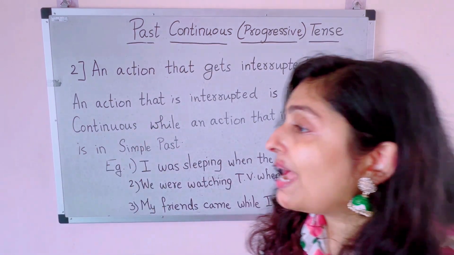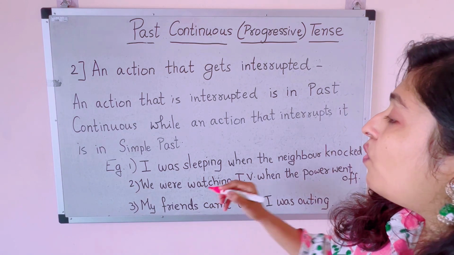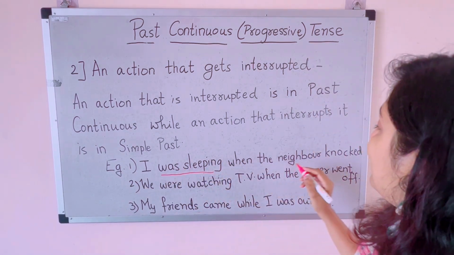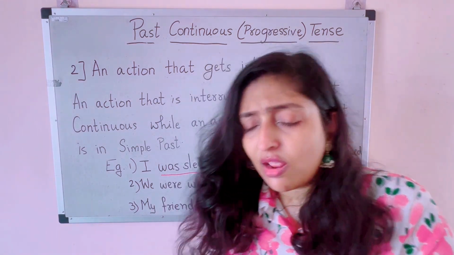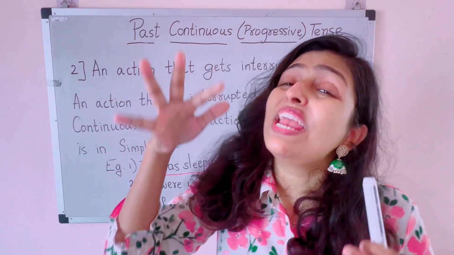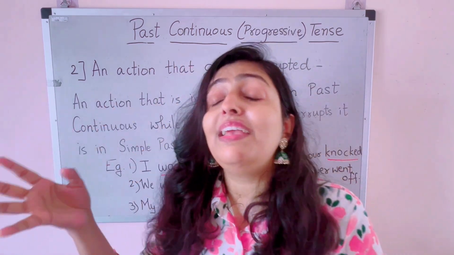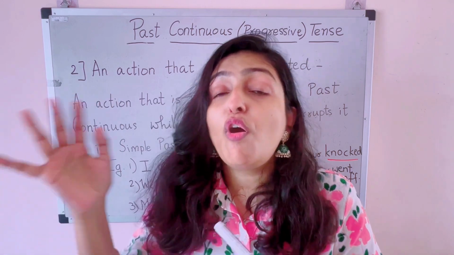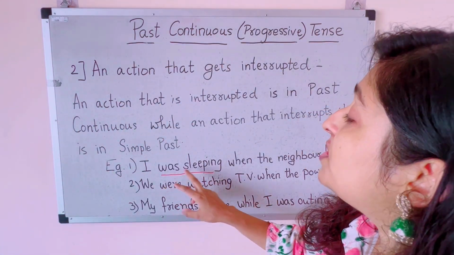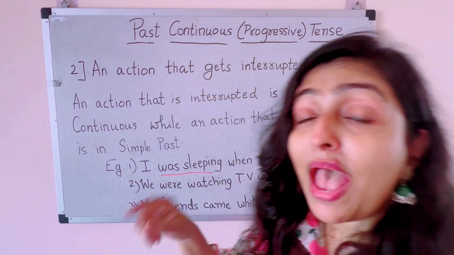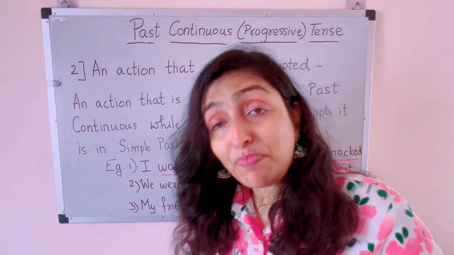Let's look at the examples for a better clarity. Example 1. I was sleeping when the neighbor knocked. So there are two actions here. One action is creating the interruption. The second action is getting interrupted because of the effect of the first action. Okay, so was sleeping is in past continuous tense. Knocked is in simple past tense.